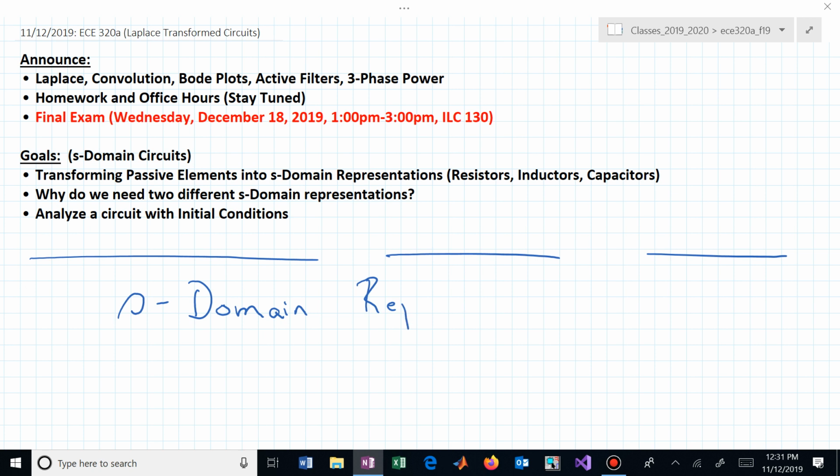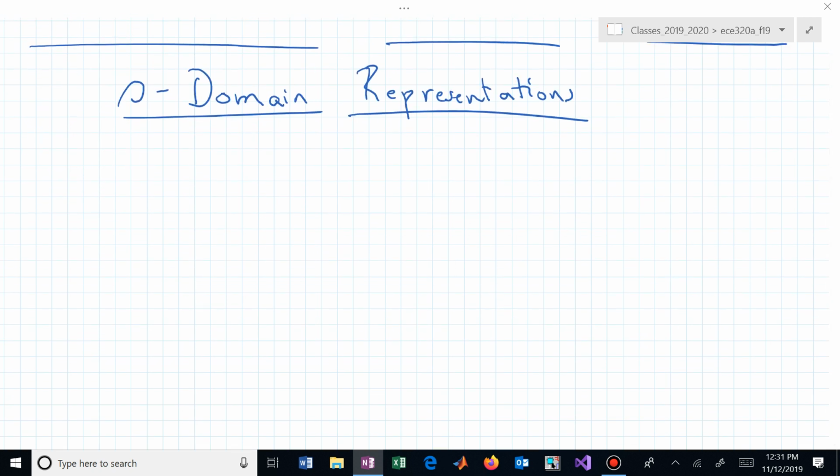With S-domain representations, and tell me to speed up if, well, obviously I don't have a very fast gear or high gear, but I could try.